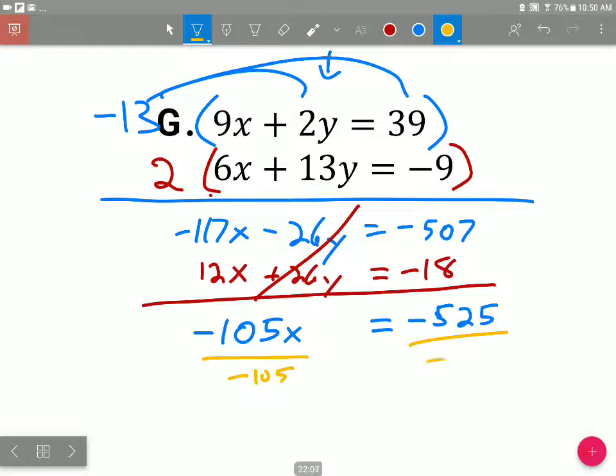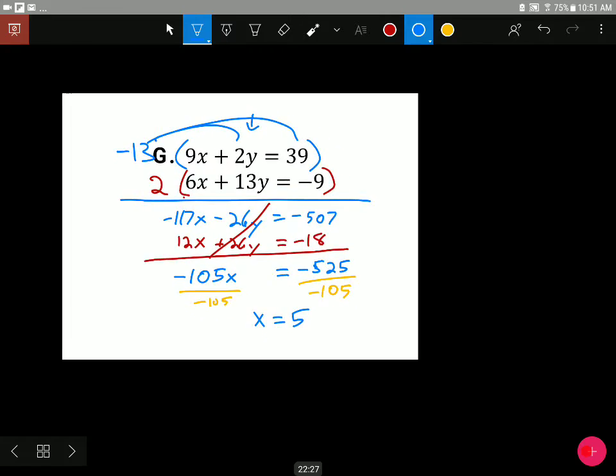Would anybody want to guess what negative 525 divided by negative 105 is? It's positive 5. Okay? All right. Don't let the big numbers scare you. Okay? They're not that big. And your calculator can handle them.